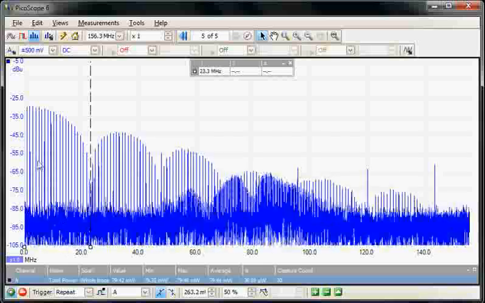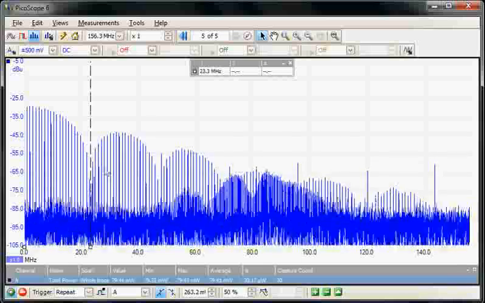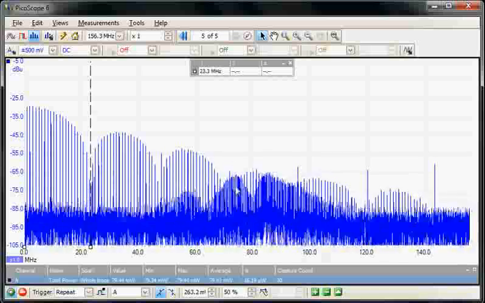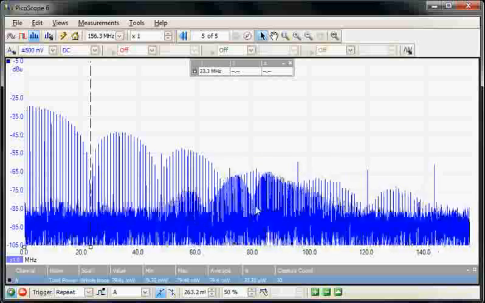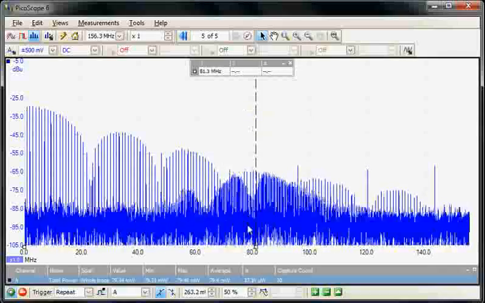And further, we can see the clock pulse is very repetitive, but there is some more random RF signal here. And if we put the cursor on that, that is around about 80 megahertz.